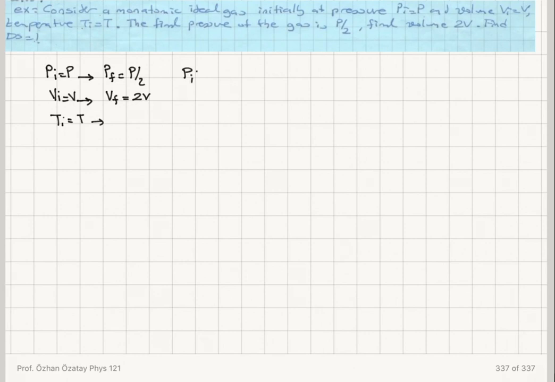Because P initial V initial is nRT initial. This is an ideal gas, a monatomic ideal gas. Then I can have P final. So PV is equal to nRT initial. P final is P over 2. V final is 2V. It's again PV equals nRT. So I find that the final temperature is also equal to the initial temperature.